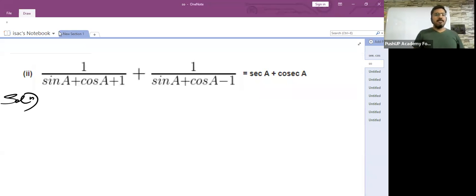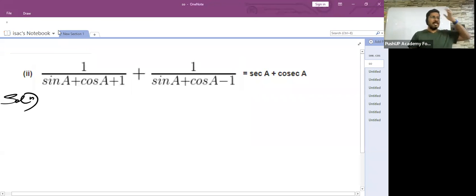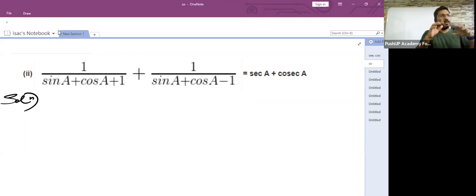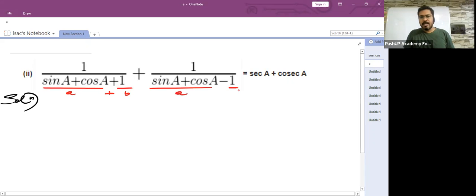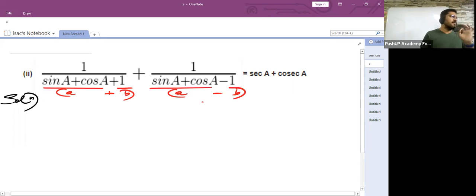Fine. So this is the question: 1 upon sine plus cos plus 1, plus 1 upon sine plus cos minus 1. I will tell you how I perceived it. I just considered sine plus cos as A and 1 as B. So it looks like A plus B form. Then I considered sine plus cos as A, 1 as B, so this became A minus B. So isn't it looking like A plus B and A minus B form?